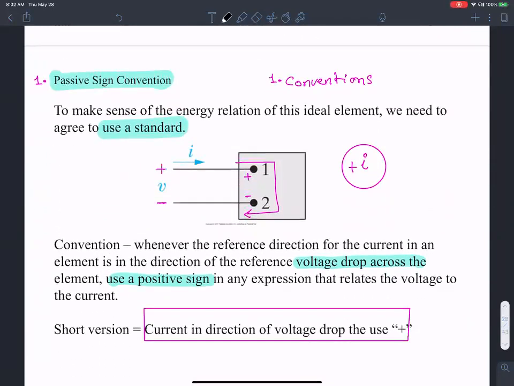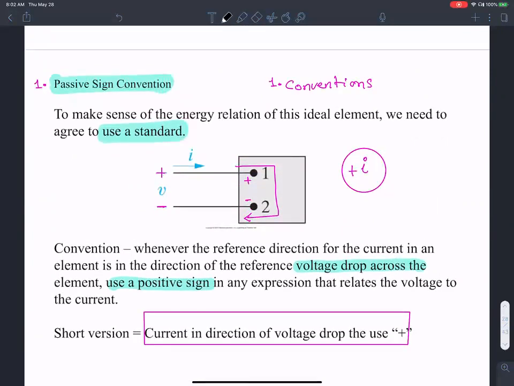Then we talked about the idea of passive sign convention. Passive sign convention is something that we follow as a standard, a rule that we set for ourselves in order to be consistent throughout the circuit. It is an arbitrary choice in the sense that if we do the exact opposite and are consistent with that, that will lead us to the right answer as well. But because we chose it as a standard, we like to stick to it.